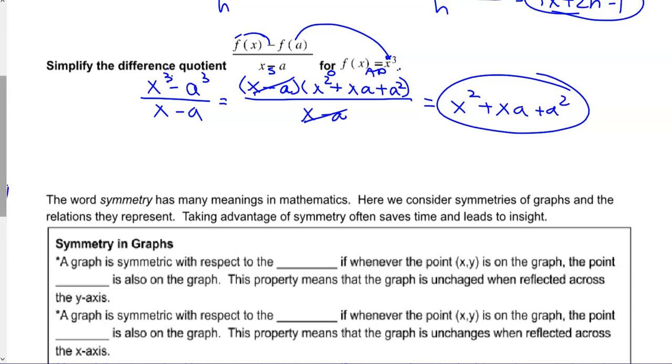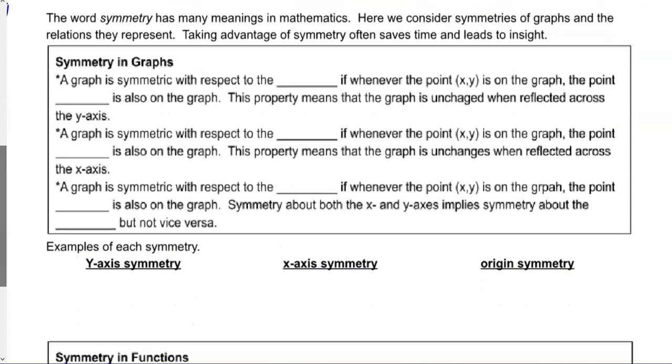All right, our last one here. With symmetry, I know this is a really long cast, but again, there's a lot of information in here in section 1. The word symmetry has many meanings in mathematics. Here we consider symmetries of graphs and the relations they represent. So take advantage of symmetry. Often saves time and leads to insight.